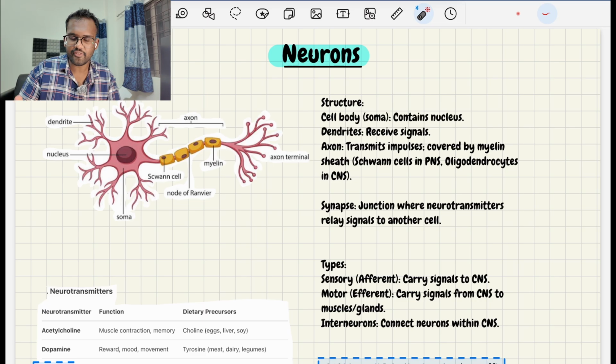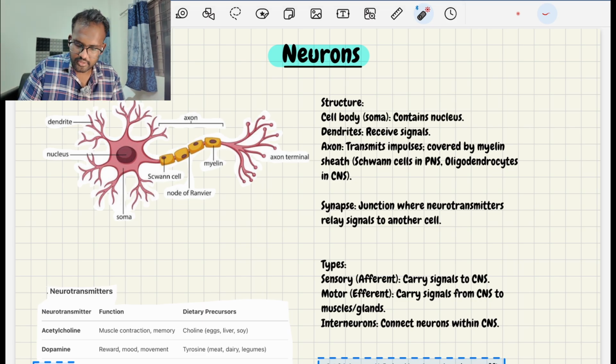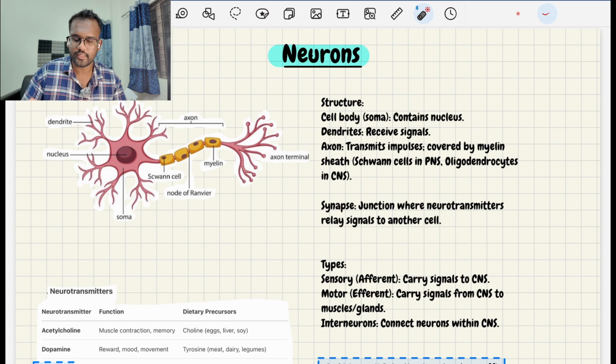What is afferent and efferent? Here it is very important to know that. First, remember what is synapse. Synapse is nothing but a junction where neurotransmitters relay signals to other cells. So remember what is synapse. Synapse is a junction where the neurotransmitters relay signals to another cell. Look, they will be interconnected, I mean, there will be connected everywhere.